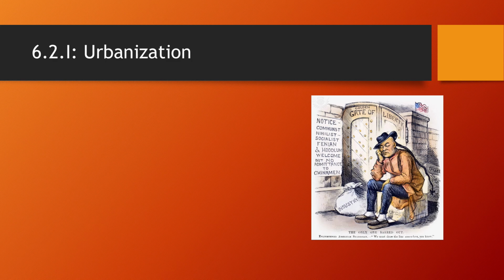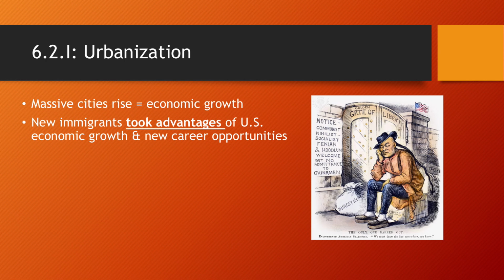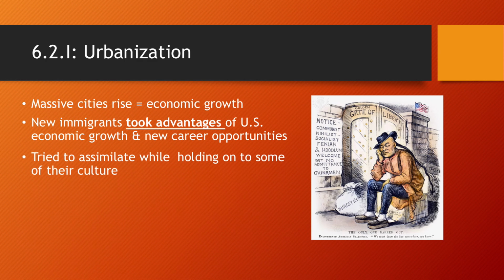6.2 now. Roman numeral 1, we got into urbanization. Massive cities are on the rise, which led to a lot of economic growth in America, which attracted all kinds of new immigrants from Eastern Europe, Southern Europe, and Asia. And they took advantage of the economic growth that was happening here. And they also sought out new career opportunities, even though there's a lot of nativism, anti-immigration, xenophobia, and racism that was thrown at them. They still found a lot of career opportunities here.